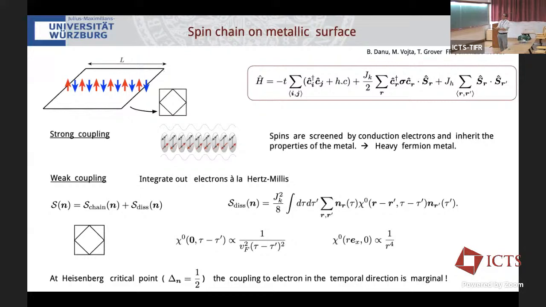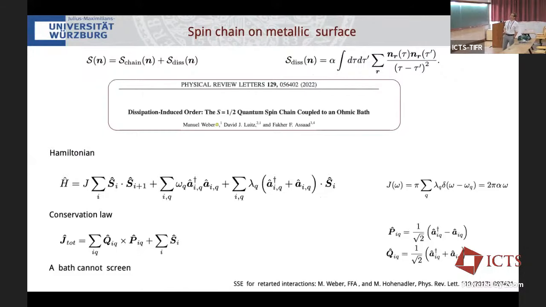Now you can ask yourself the question, if I put myself at the CFT corresponding to the spin 1/2 chain, is this something which is relevant or not? So the decay 1/r^4 is irrelevant, but the decay in time, 1/tau², turns out to be marginal. So we have a problem, right? It's something which could be marginally relevant, and something can happen. So the weak coupling of this problem poses a new question, which is what happens to a dissipative spin 1/2 chain? Just the weak coupling aspect of this problem turns out to be rather rich.